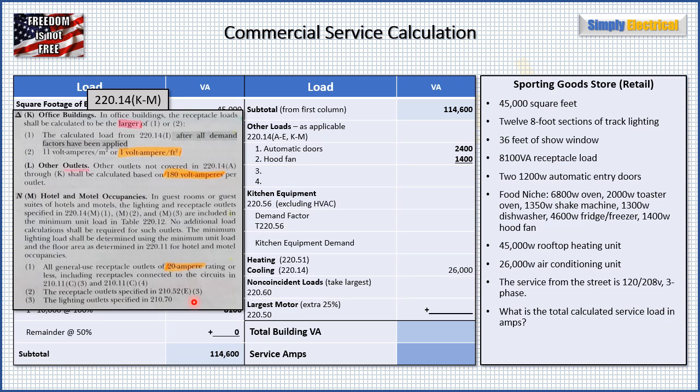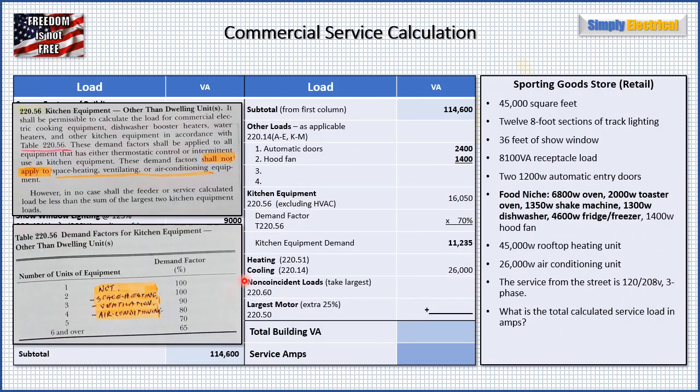So this doesn't apply to us. I'm not going to go into it, but I just wanted to read through it because that's part of the same section that we're dealing with. We don't have anything in our example that would fall under any of these categories, so we will move on.